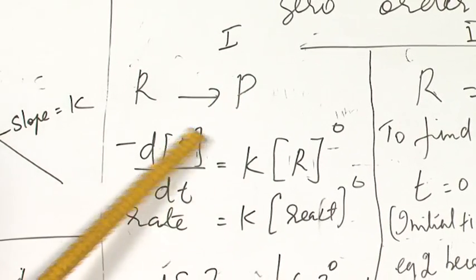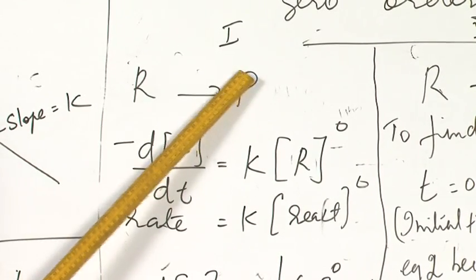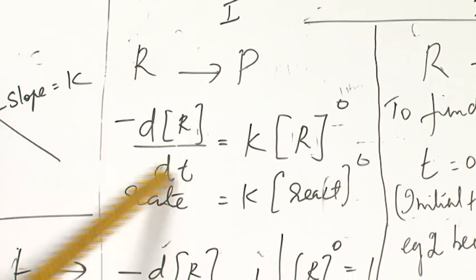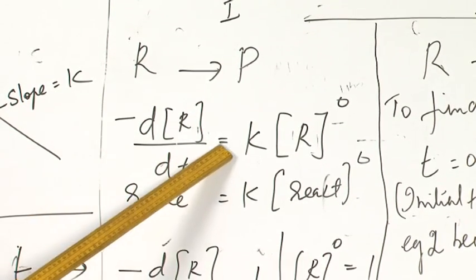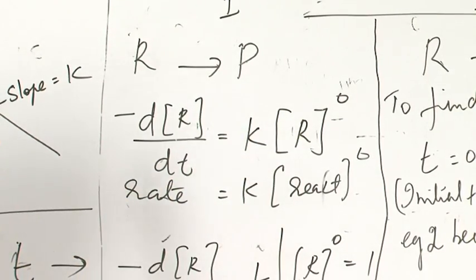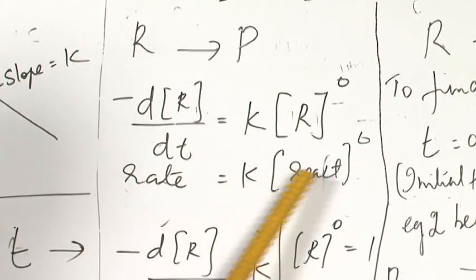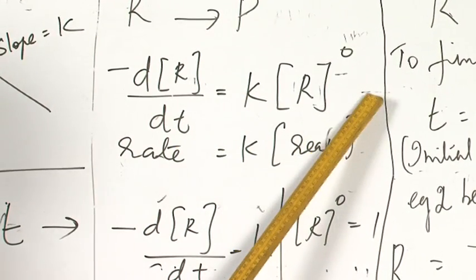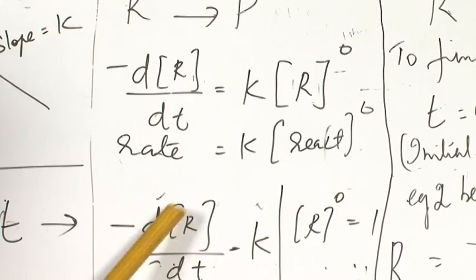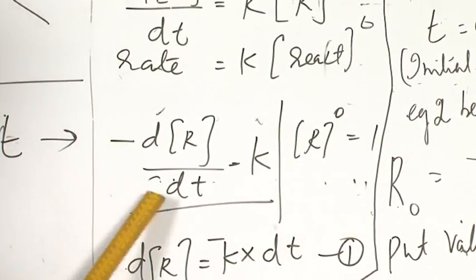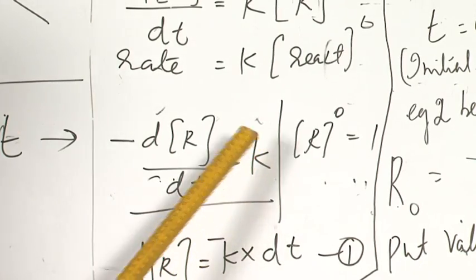Reactant giving product. For this reaction, I am writing the rate. I am writing the rate as dR by dt because R is a reactant. Then K into R raised to 0. This is a rate law, a rate expression what we write. Rate is equal to K into reactant raised to 0. Rate I have written as dR by dt. dR by dt is equal to K into R raised to 0, which is 1. So, dR by dt is equal to K, naturally.